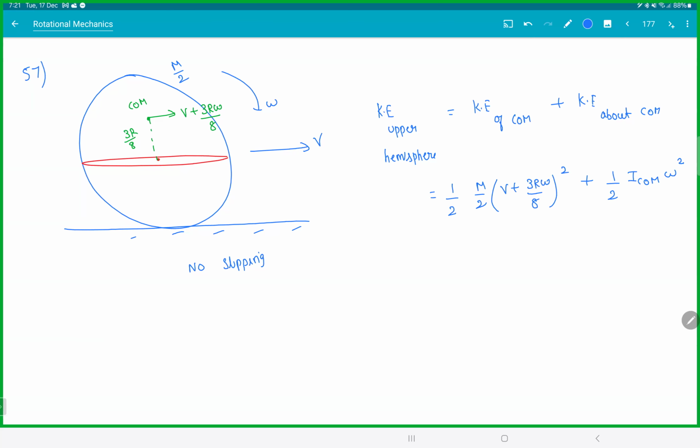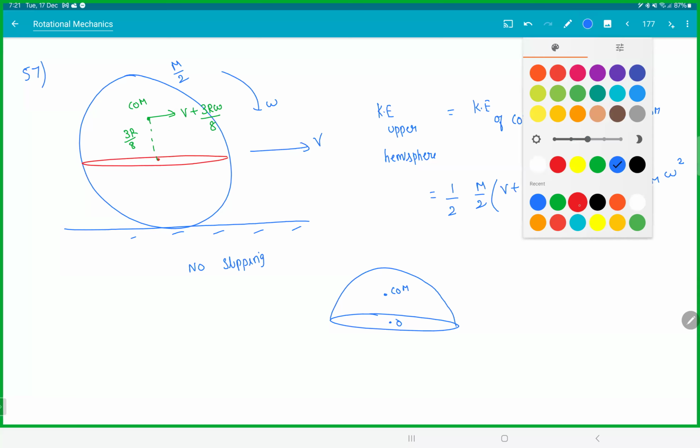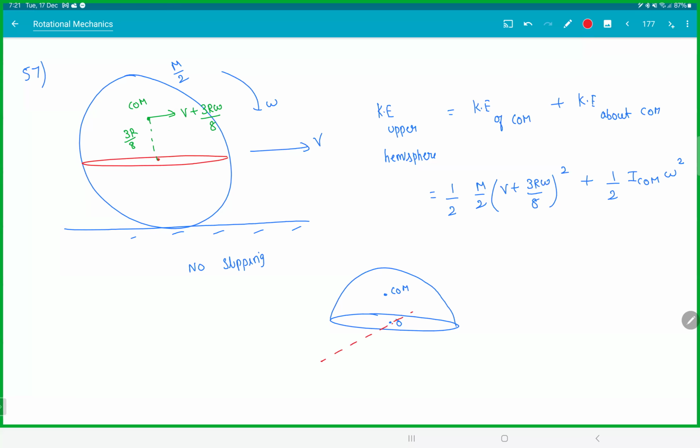Now, what is I center of mass? That itself is another calculation. This is the center of mass. This is your center. You want it about the center of mass. This is 3r by 8. So I_O will be I center of mass plus, by the parallel axis theorem, m by 2. Remember, mass has become m by 2. That's a mistake generally people make. They get everything right, they mess up the mass. 3r by 8 whole square.